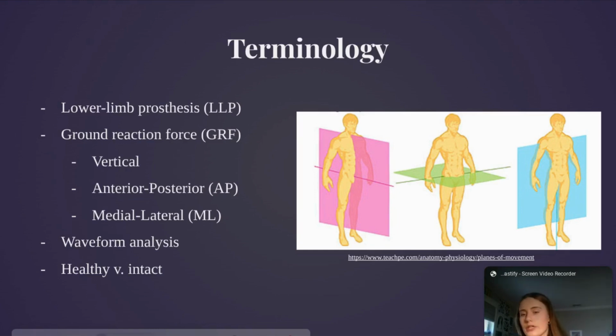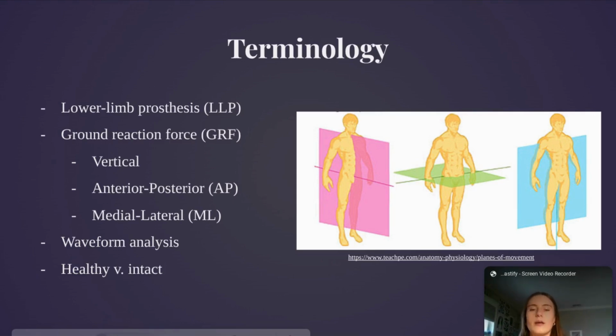Next, I will be talking about motion in 3 different planes: vertical, so that's up, down; anterior, posterior, so that's front, back; and medial, lateral, so that's side, side. Additionally, I will be discussing a waveform analysis, which is the type of data that I collected on my project. This is simply showing the data through various waves and graphs, as I'll explain further into my project.